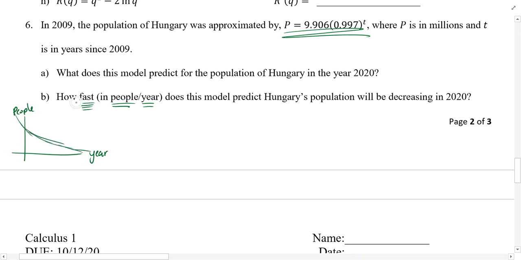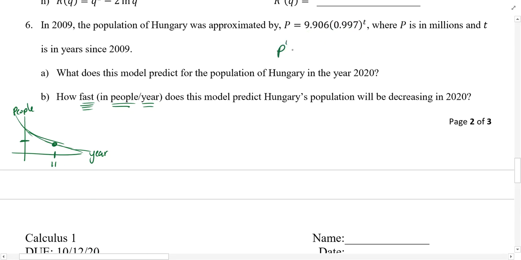And if I need to know what's the rate in people per year in the year 2020, well, I would just find where 2020 is on this particular graph. Now, 2020 is 11 years after 2009, so I'm going to use an x value of 11, or t value, I should say, a t value of 11, because that's 11 years after 2009. And I don't want the population, I don't want to evaluate 11 in this equation that's provided to us. I want to evaluate 11 in the derivative equation.